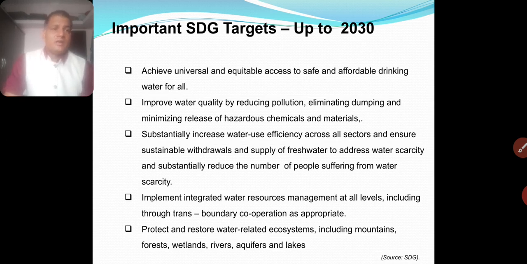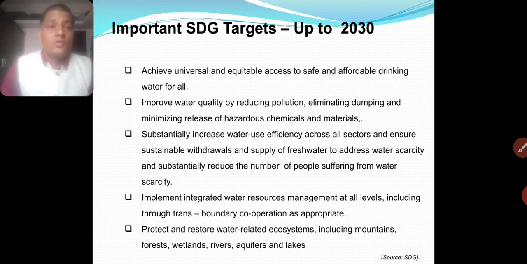These are the list of the targets you can refer from the Sustainable Development Goal, but here the importance is to achieve universal and equitable access to safe and affordable drinking water for all. This is a very important target, meaning water should be universally and equitably accessible to the stakeholders, in a safe and affordable form. As we know, 1 liter of packed water costs about 20 to 25 rupees. So that should not be like that. It should be affordable to the common man, the layman, and it should be safe and non-contaminated water. That is the main target.